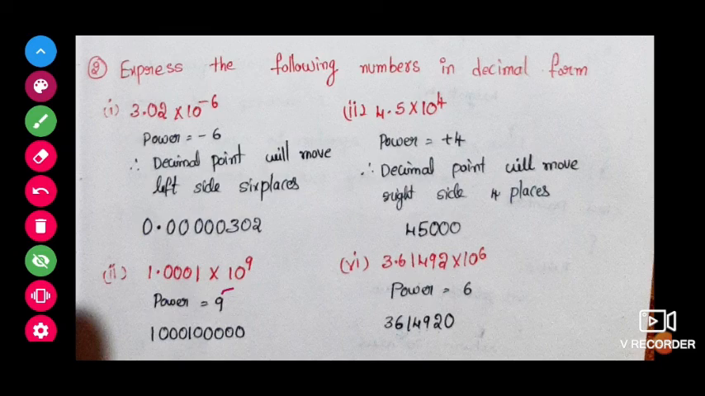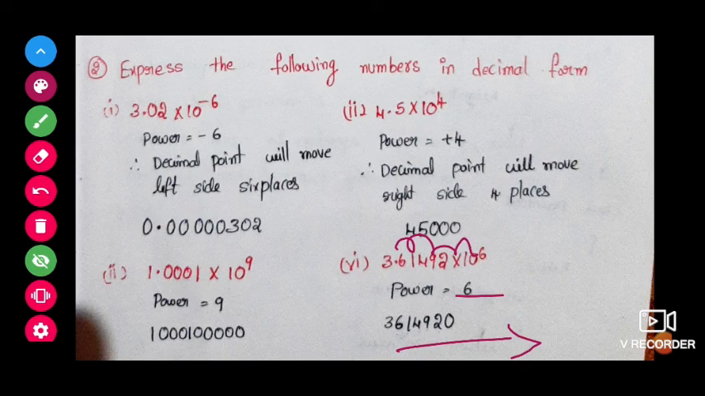Next, here the power is 9. The point moves the same way. If it is positive, then the point moves towards the right side. Here it is 9, so it will move 9 places, 1, 2, 3, 4 like that, 9 places we have to move. Here the power is 6. Same way we have to move 6 places towards the right side.